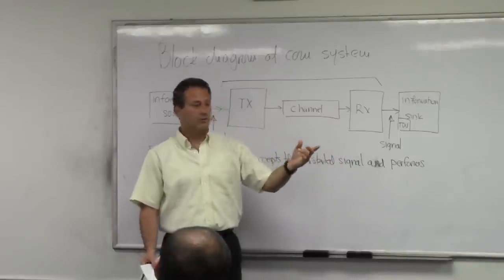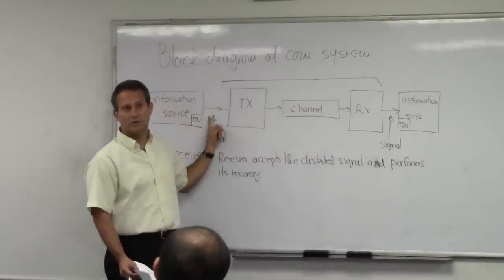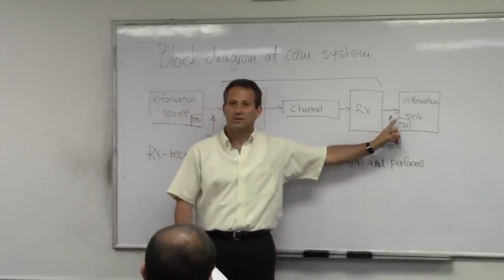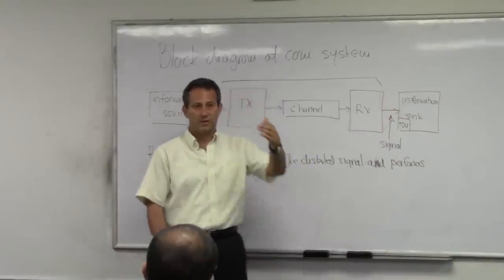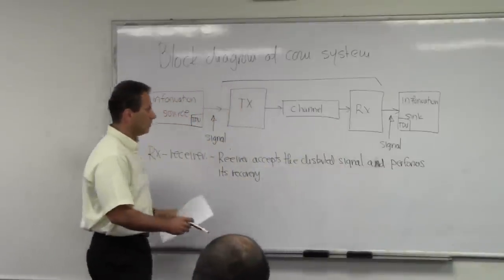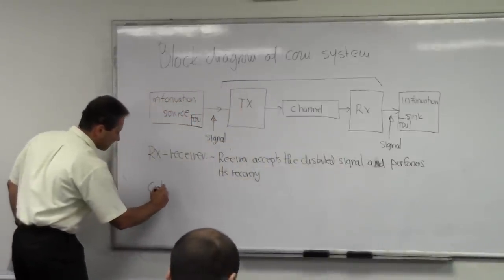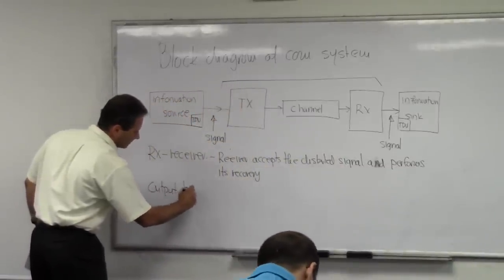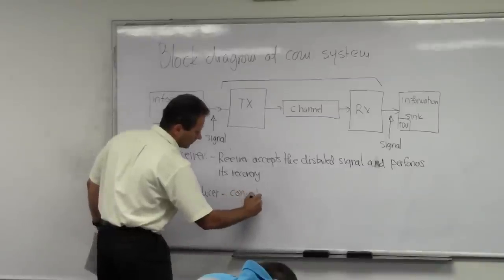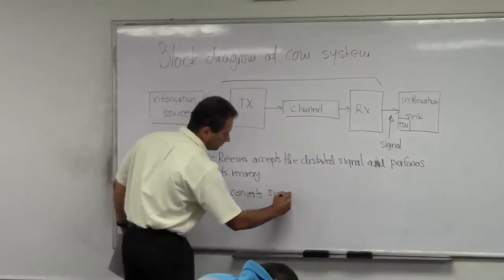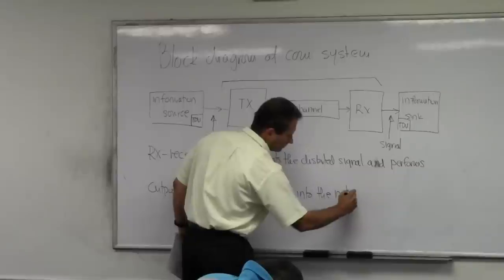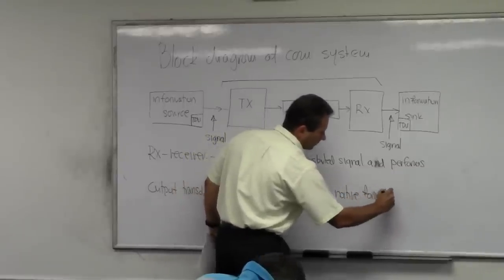In the case of an acoustic wave, you have a microphone here that does the conversion from acoustic wave to signal. You're going to have a speaker here that is going to take the signal and make it an acoustic waveform. If you have a camera on one end, you're going to have some sort of screen on the other end, and so on. So there is always an output transducer, which converts the signal into the native form for the information.